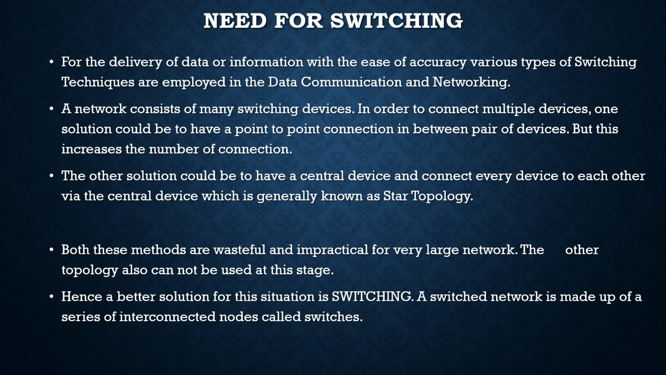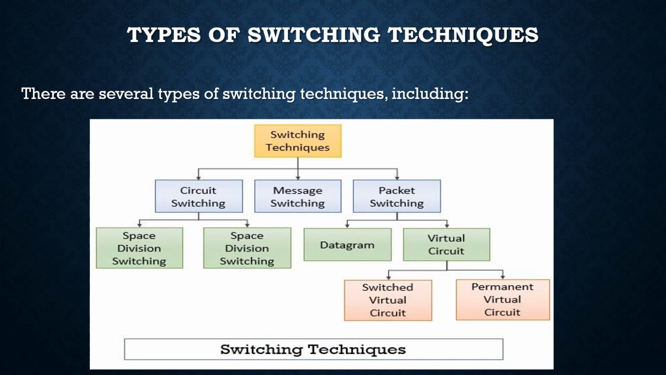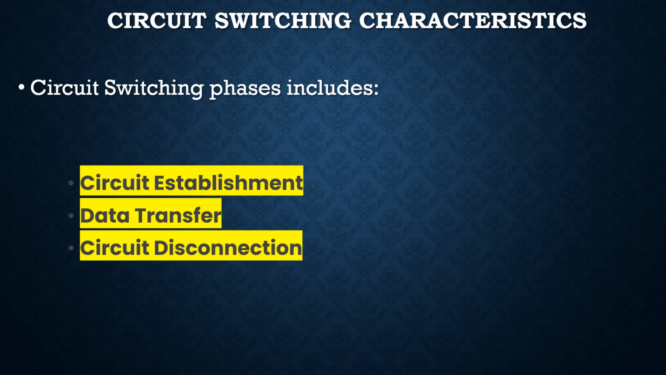So in circuit switching, whenever a source end node wants to send a message to the destination end node, a physical link has to be established between the source and the destination. Once the link is established, the entire message is transmitted from source to destination through this link. Remember, the messages are not divided into packets here.